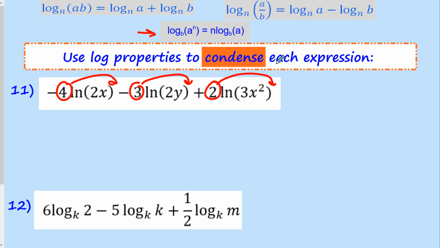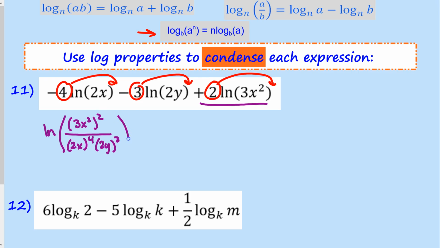And then any logarithm that's negative, that one's going to become part of the denominator, and any logarithm that's positive, that one's going to become part of the numerator, which means we have the natural log of, so the only one that's positive is this one, so we have 3x squared quantity squared, and then the denominator would be 2x to the 4th times 2y cubed. Okay, there's still a lot of work to do there.